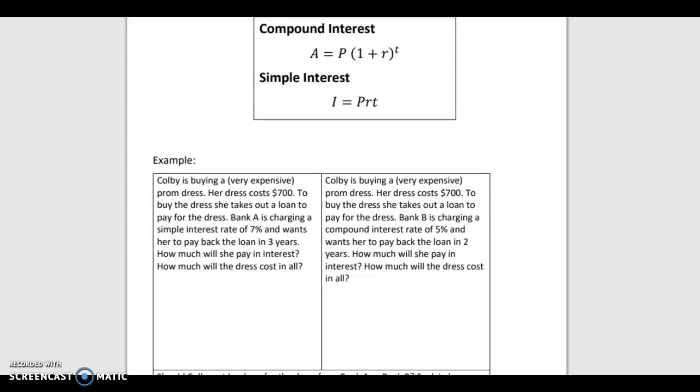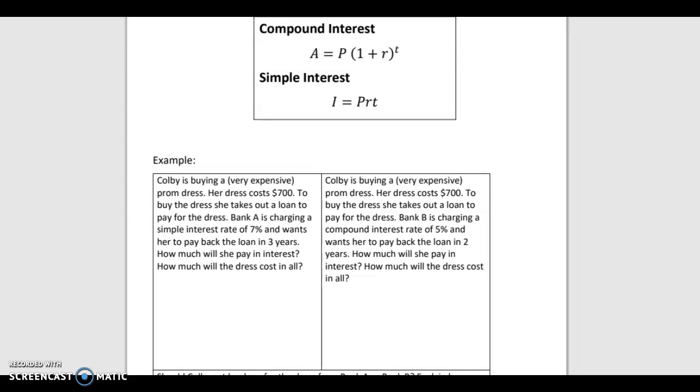All right, so last week we had a video over compound interest. Today we're going to look a little bit at simple interest, which we looked at before spring break, but we're also going to look at some comparisons. So we have an example. I'm going to talk about it.